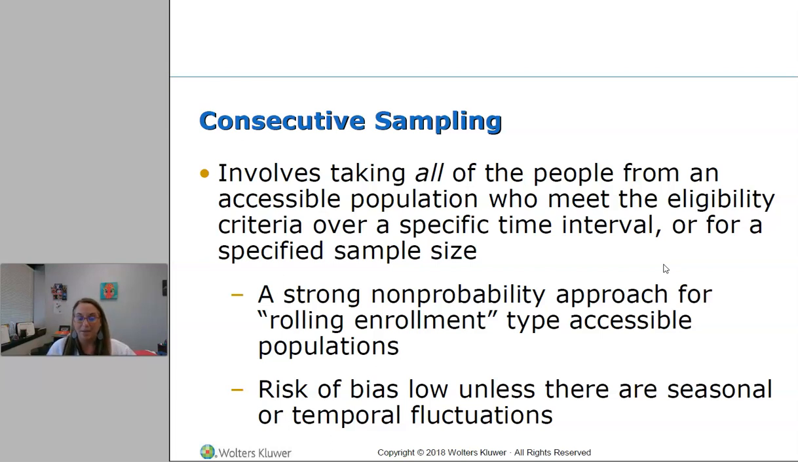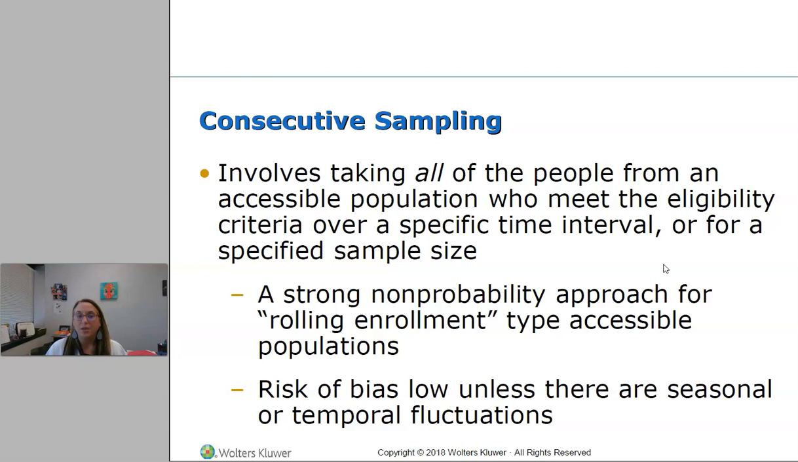That's consecutive sampling. You set a specific start and stop date, and anybody who meets the criteria between point A and point B is asked if they want to participate in your study. So think about labor and delivery. The same thing could happen.